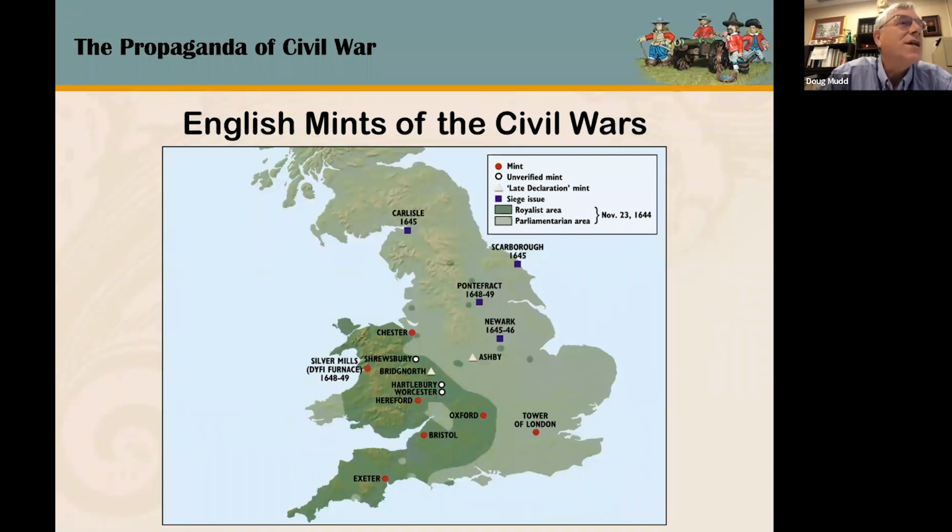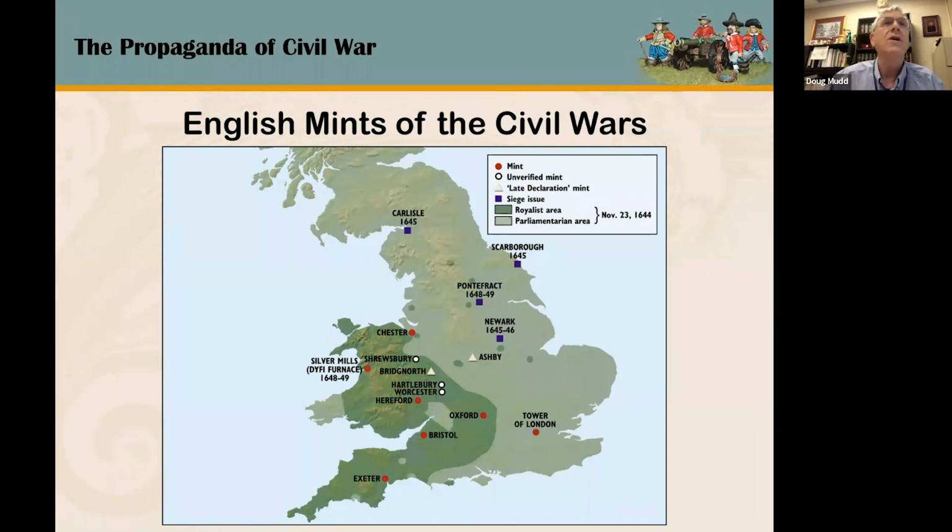Shrewsbury was actually in existence before the war, but the other mints had to be created on the fly, which gave the Parliament an advantage, since most of the engravers and skilled workers were located in London, and most of them stayed with their work in London. So Charles had to make do quite a bit.